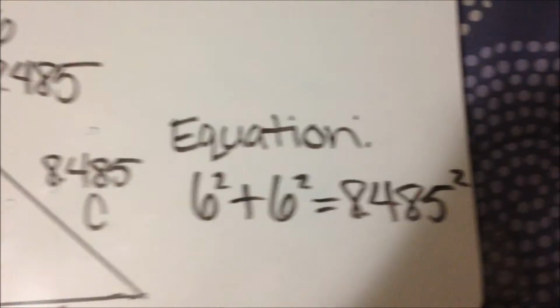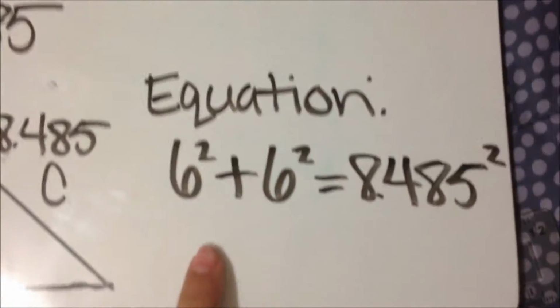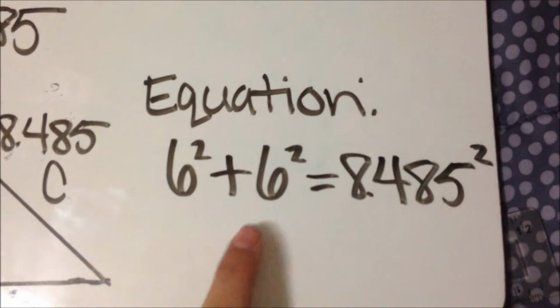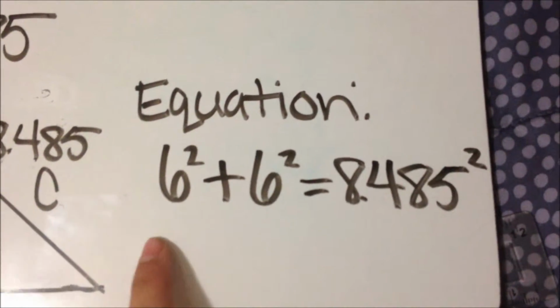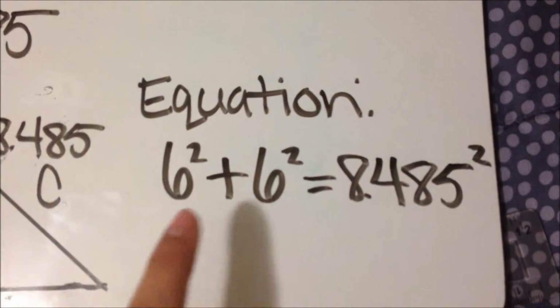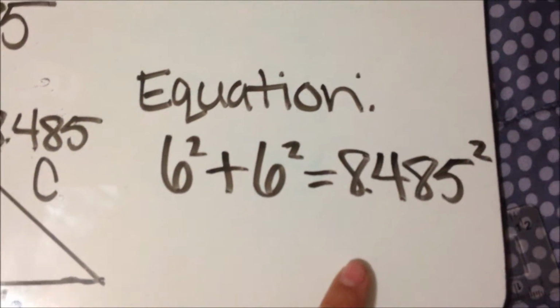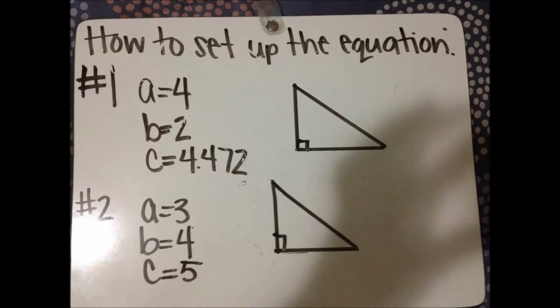Now the equation is A squared plus B squared equals C squared. So you insert A here. So 6 squared plus B squared, which is 6. So 6 squared plus 6 squared equals C squared, which is 8.485. So your final equation should look like 6 squared plus 6 squared equals 8.485 squared. Now that you've successfully completed the example question, please move on to answer number 1 and number 2 to ensure that you understand how to set up the equation and how to label the triangle.